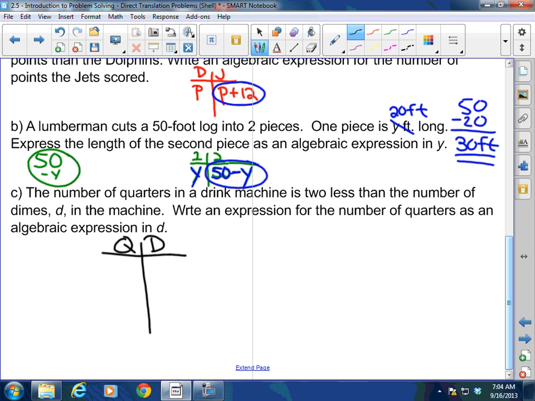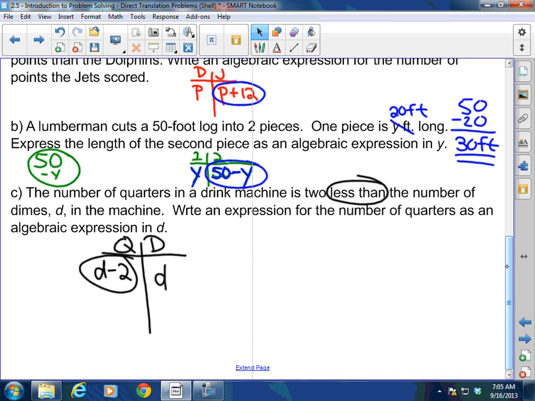So dimes, since we don't know what it is, that's our D. We don't know how many dimes there are. But we do know that the number of quarters is 2 less than the number of dimes. So how do we write that properly? 2 less than the number of dimes? D minus 2. Why? Less than, switch. And that will be the expression for the number of quarters we have left.